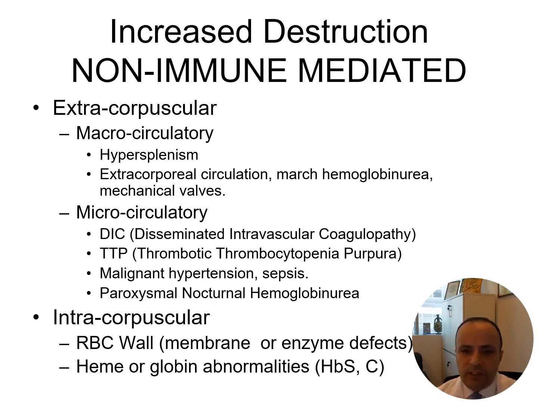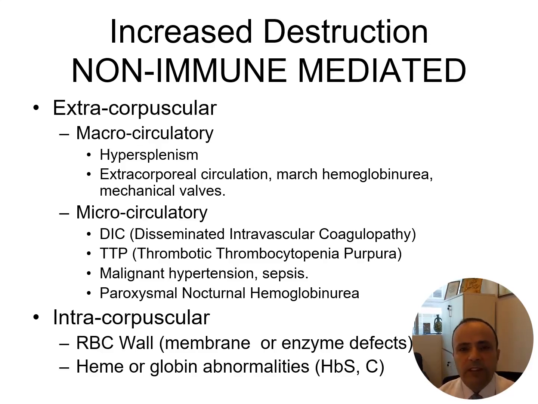As causes of hemolytic anemia, as I mentioned, for the non-immune mediated, we look at them as extracorpuscular or intracorpuscular. With the extracorpuscular causes, this destruction could happen in the large blood vessels, macrocirculatory, or small blood vessels, microcirculatory. In the macrocirculatory, the most common is essential hypersplenism. For example, somebody with liver cirrhosis, because of the portal hypertension, they end up with a large spleen. That large spleen will be destroying red cells more efficiently than a normal spleen. This is what's called hypersplenism, resulting in anemia.